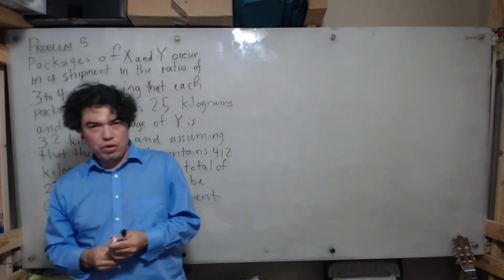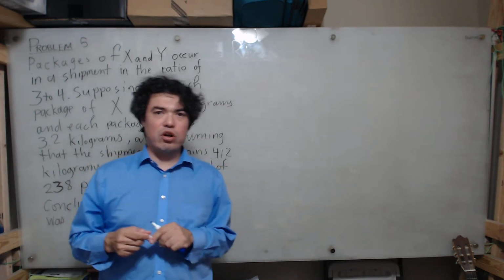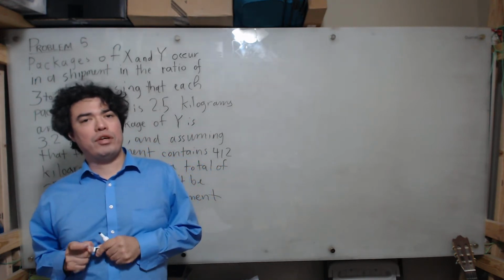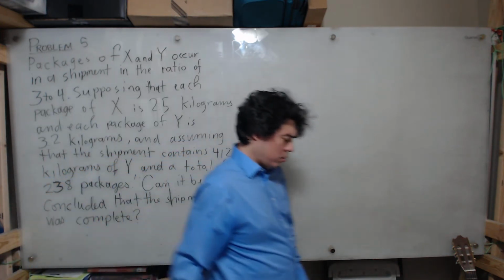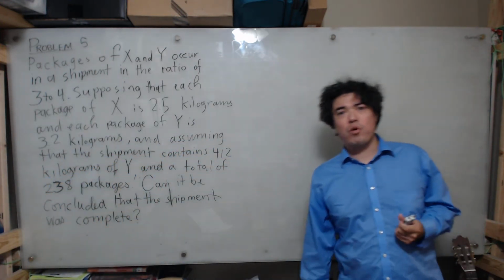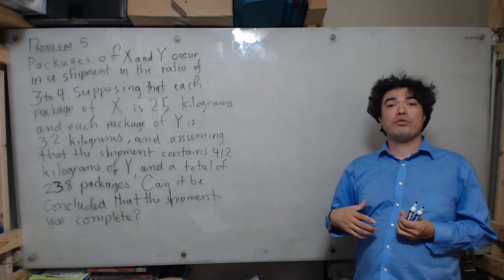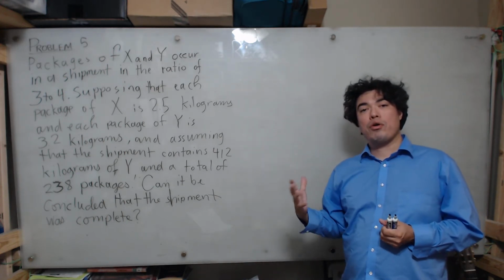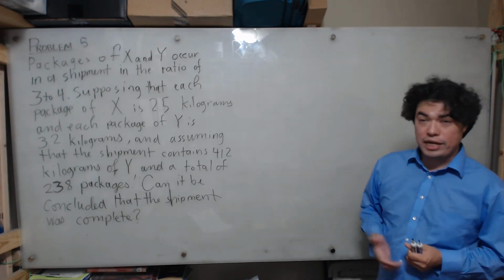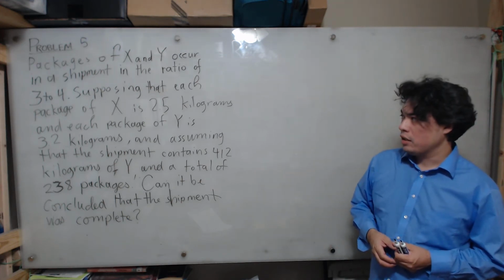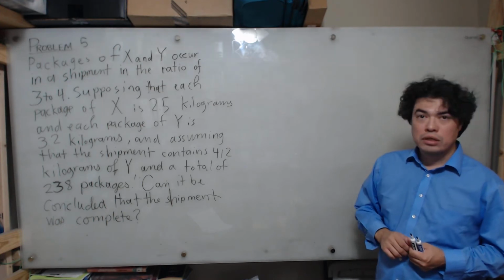So I want you to realize how many layers there are here. First of all, we're going to have to solve the problem in terms of the ratio part, which we've done before. But then we're also going to have to do some further thinking to see whether or not we have the amount of Y we expect. And so let's begin.